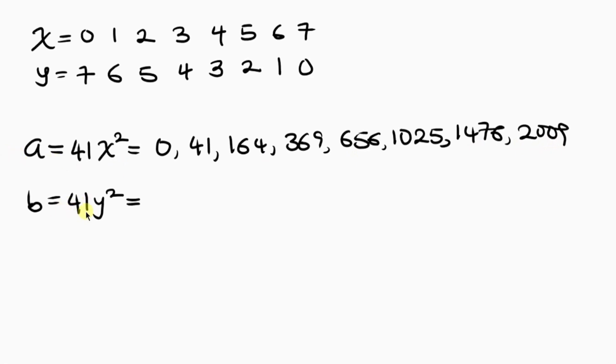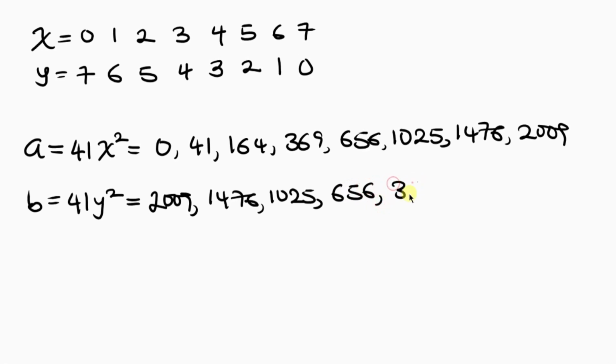Now what about B? Now this is going to go backward, so we have 2009, we have 1476, we have 1025, we have 656, we have 369, we have 164, we have 41, and we have 0. So these are the values of x and y.